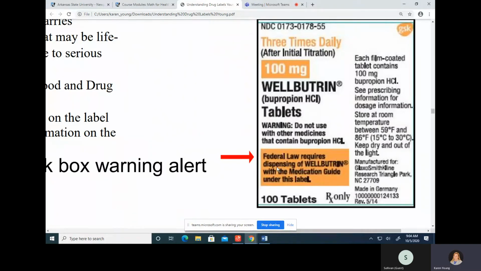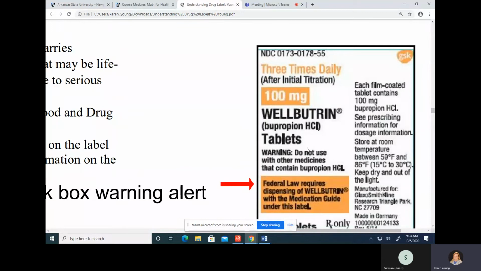The black box warning is federal law, requires dispensing Wellbutrin with the medication guide under the label. So you can't just take the Wellbutrin out of the bottle it comes in and put it into a pharmacy bottle. You've got to dispense it in the Wellbutrin bottle it came in, because it's got a medication guide under it. If you get medications that have those guides, or if they have the guides in the box with them, you really need to read, or at least skim through them. They've got some nice information that comes in handy.